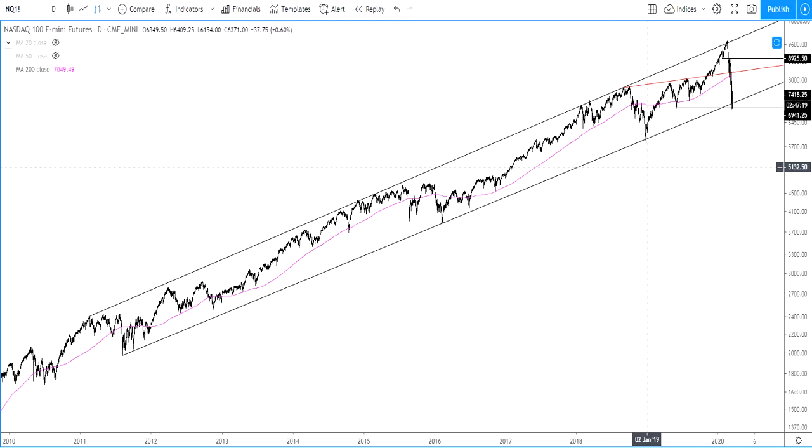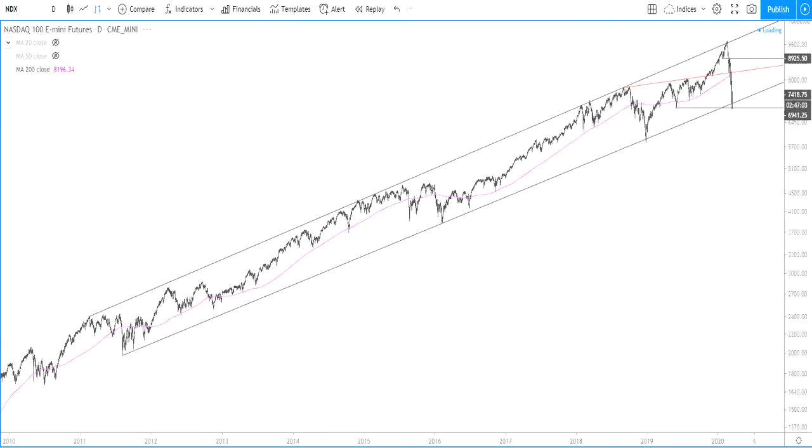I'm going to do a quick video to show you why I think we've got, call it a third wave low, a tradable low in place in the U.S. equities market. So first off, let's look at the NDX cash.